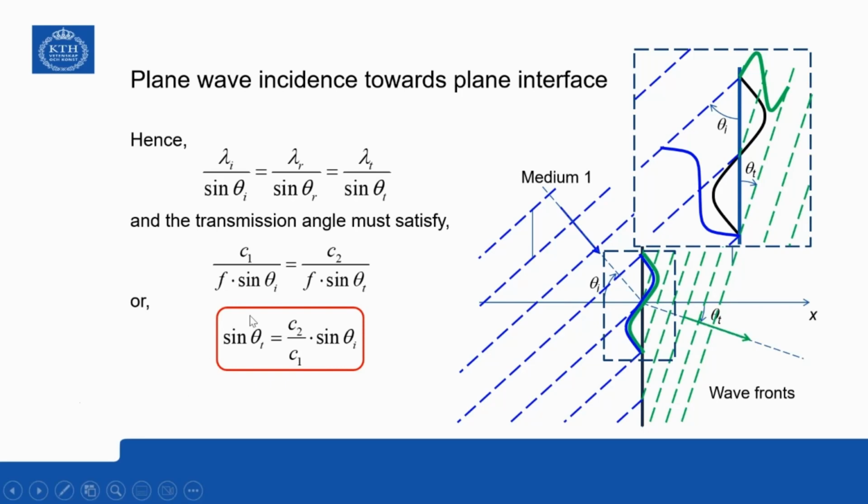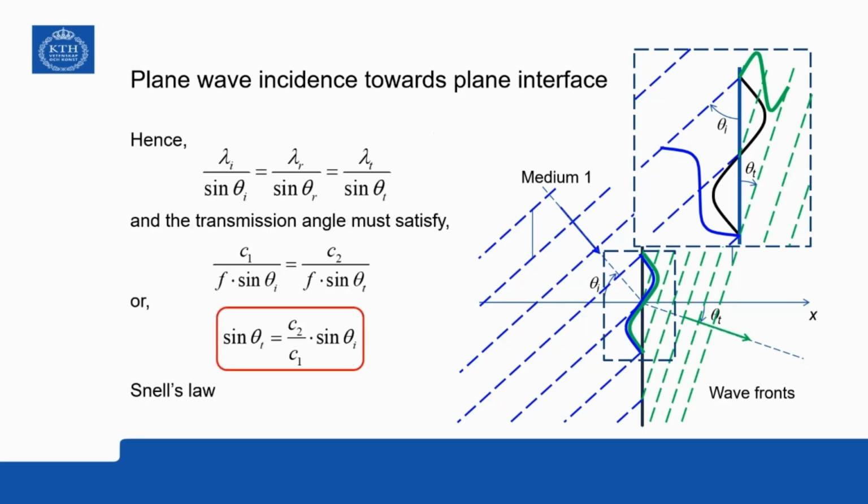So C2 and C1 here, remember that these two properties are known. And theta I is also known. So from this relationship, we can calculate the transmission angle, theta t. This is also known as Snell's law, that you may remember from fundamental school physics or optics.